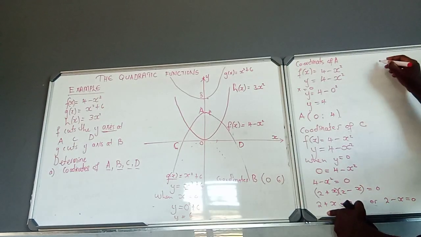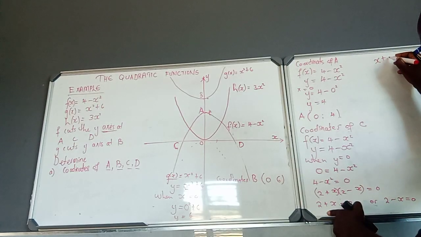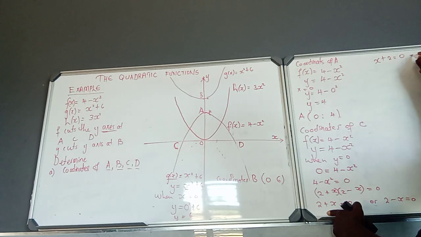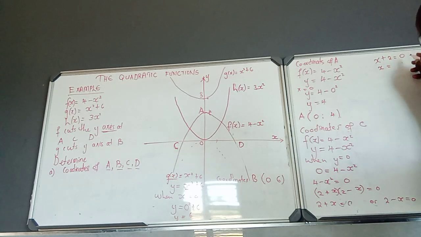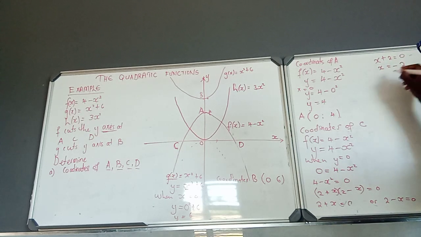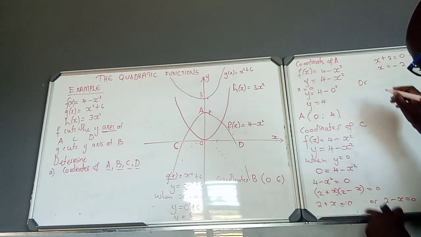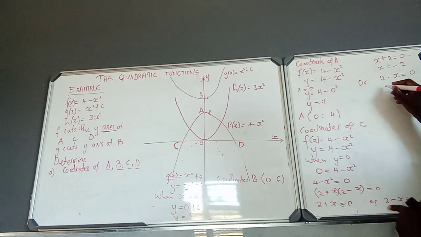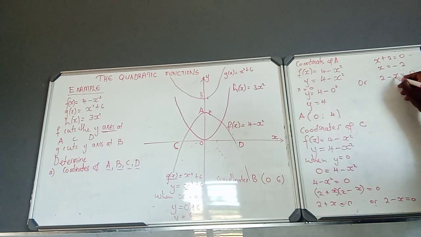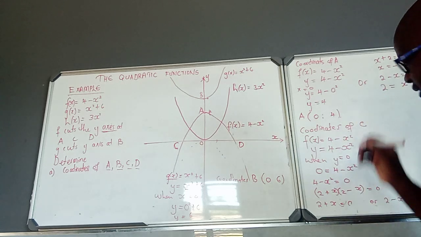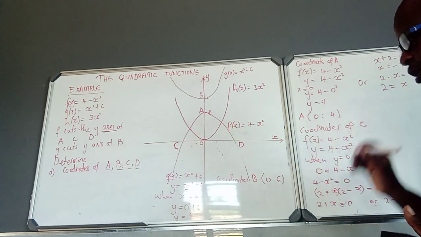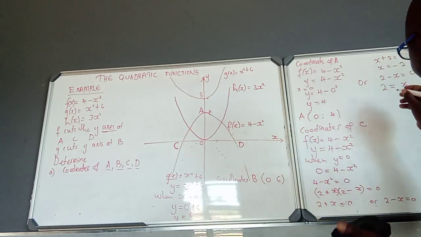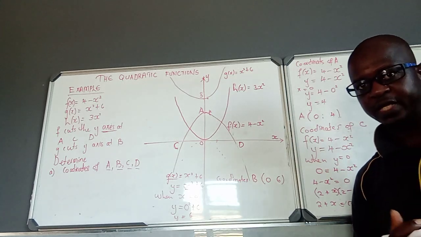So if we take x plus 2 is equal to 0, this is going to give us x is equal to, I'll take this positive 2 to the other side of the equation, it becomes minus 2. Or I'll look at here, where I have 2 minus x is equal to 0. So here I'll take this x to the other side of the equation. So I have 2 is equal to positive x. So the values for x are actually a positive 2 and a negative 2.